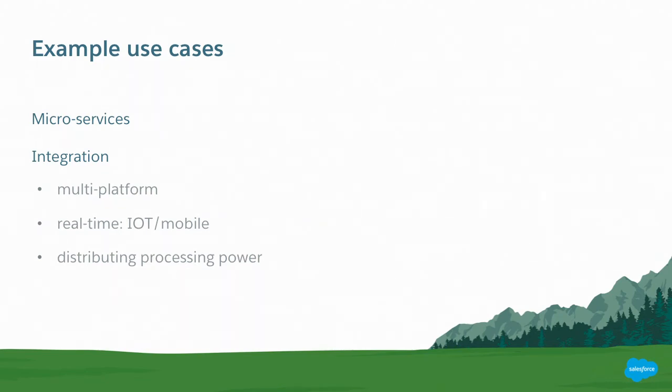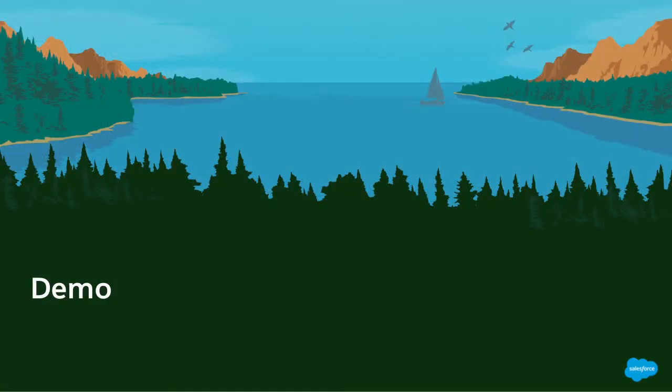something that is quite power hungry, sorry. You can offload some of the processing power by sending a platform event to your external platform and getting back the results once it's ready. So it's an asynchronous way of distributing this processing power. Now, let me get into a demo and show you what we can do with platform events.